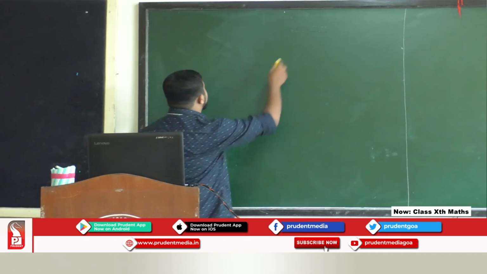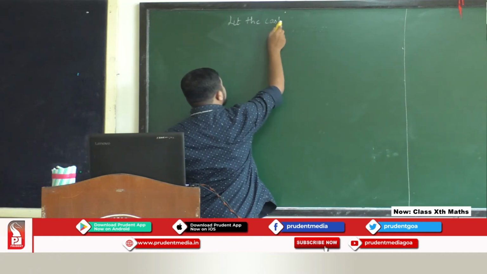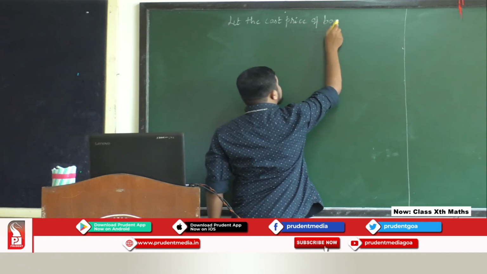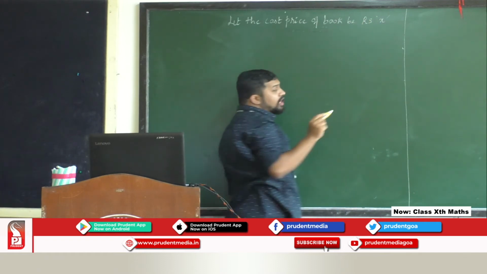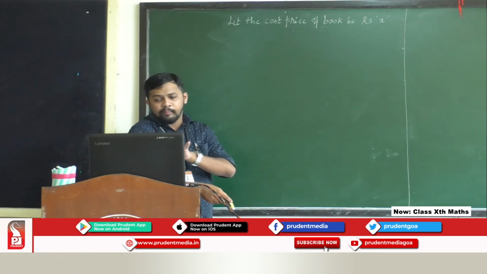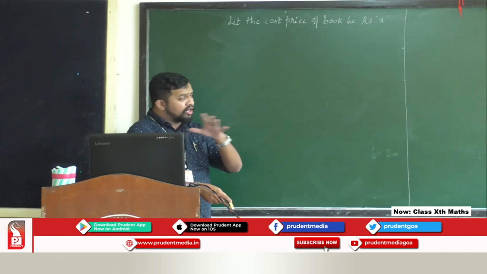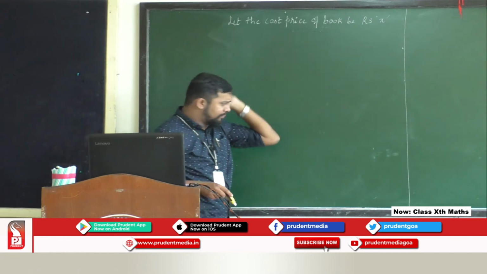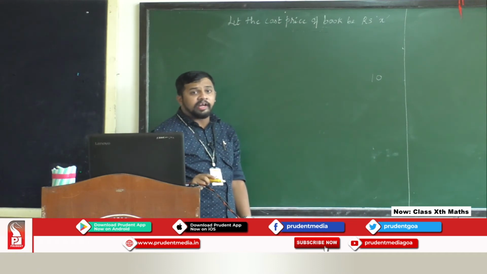So we'll say first statement, let the cost price of book be rupees X, because now we are asking in terms of money, so it is rupees. Now what is given? It says that a person can buy 5 more books for rupees 300. So that is the remaining part. That means he or she has 300 rupees. Now let us say the price of a book is, for example, 10 rupees. And you have total 300.